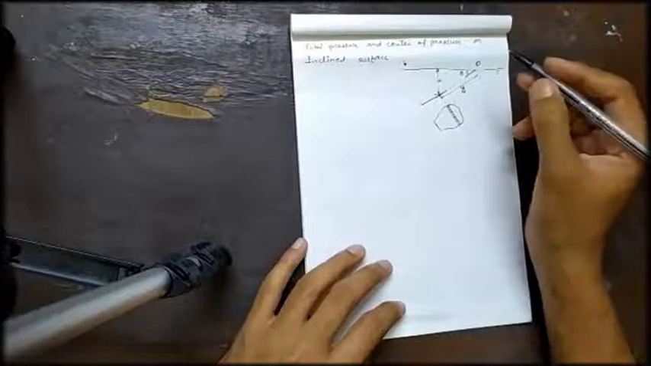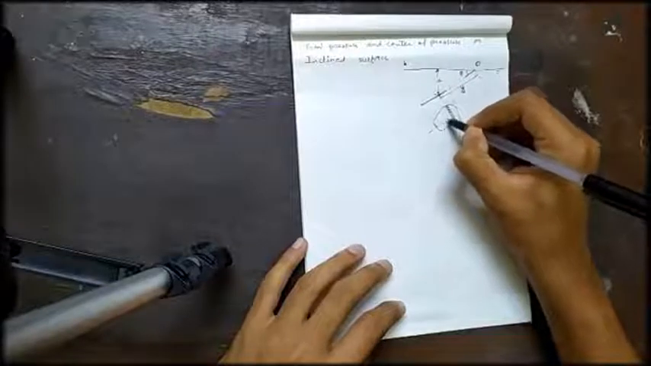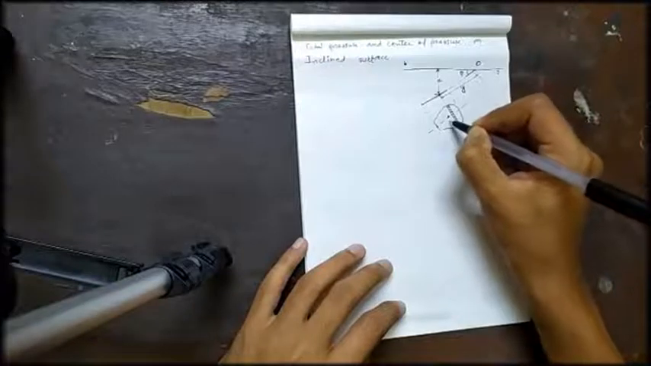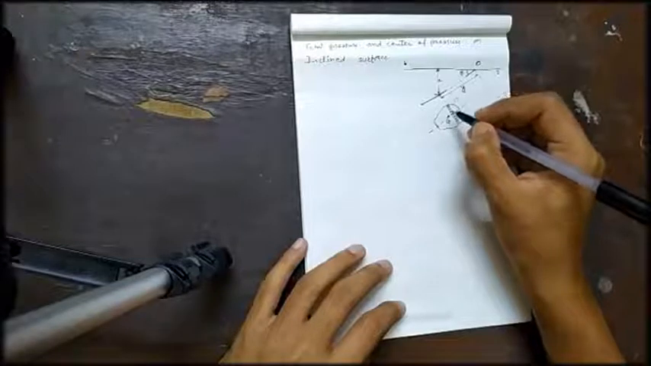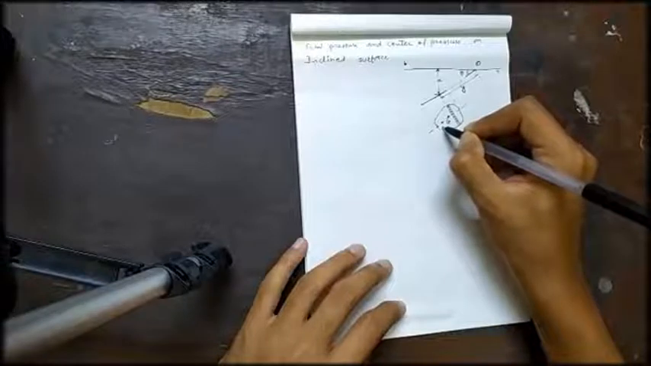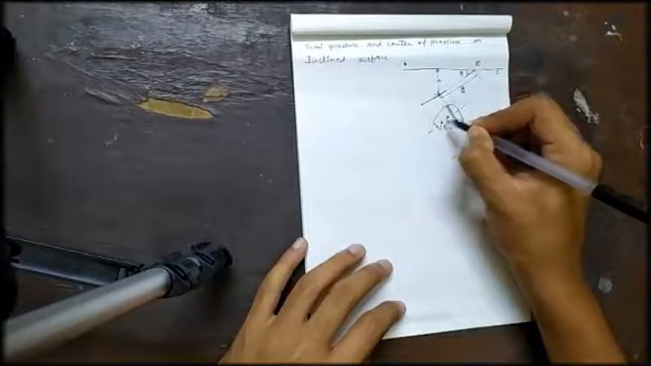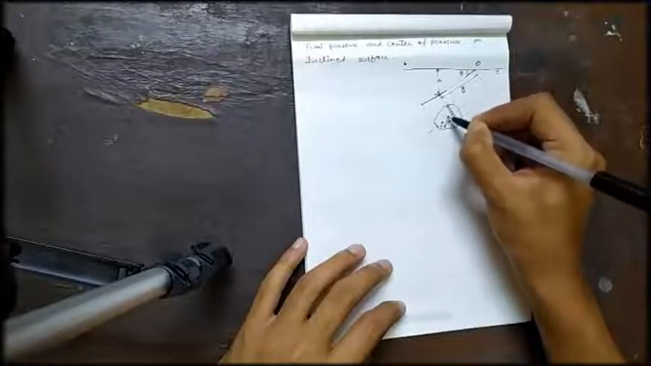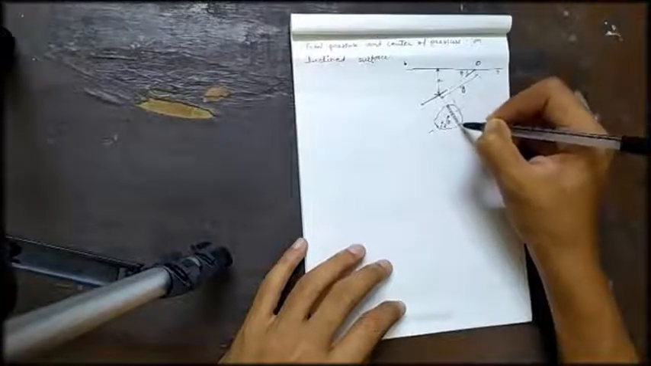Now we will consider the center of gravity of this complete plate is located at this point, and this point is CG. Below this CG point is our CP. So this is the center of pressure for the complete plate, and this is the center of gravity for the complete plate. Right now we are considering only this much strip.